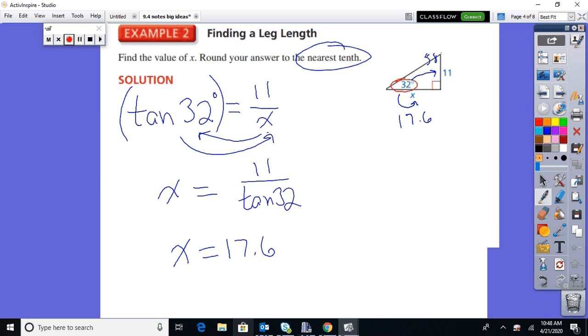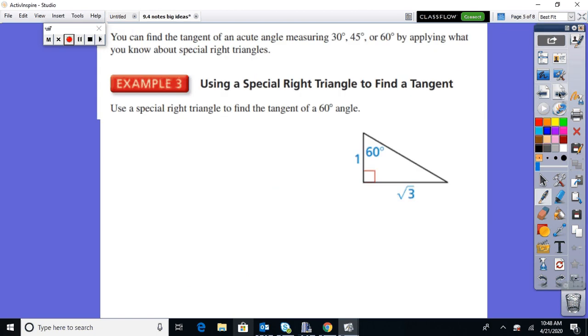So there's all those concepts that we talked about earlier in this year, and they're going to come back to help you now to find missing values of triangles. All right? How fun was that? Hopefully it was a lot of fun. You looked at that probably like, what? Now you know how to do it.